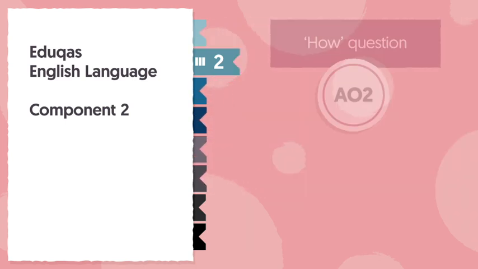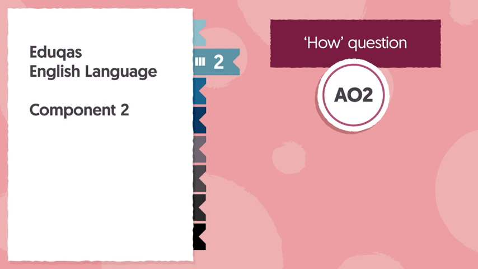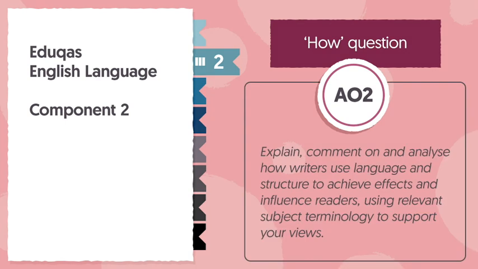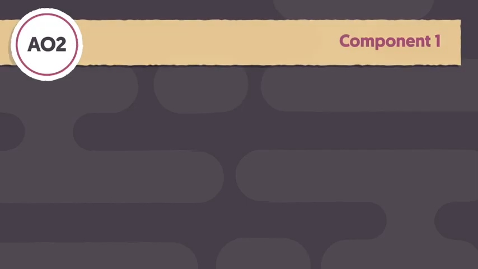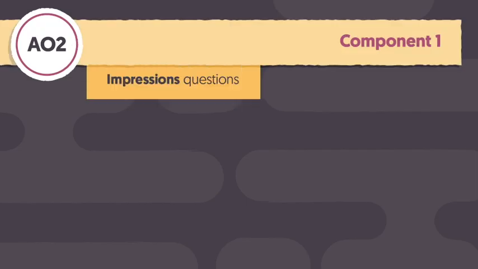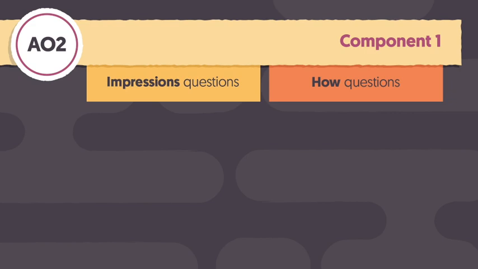With question 2, you'll likely be given a how question testing AO2. Remember, that's your ability to explain, comment on, and analyse how writers use language and structure to achieve effects and influence readers, using relevant subject terminology to support your views. This is similar to the AO2 questions on Component 1, which were impressions questions and how questions. So there's nothing new to worry about here.